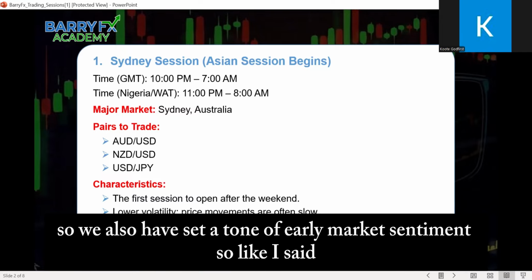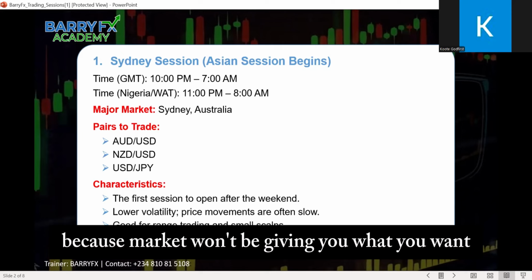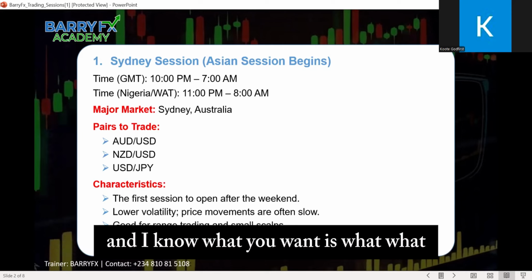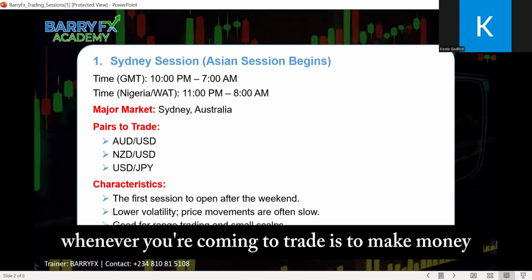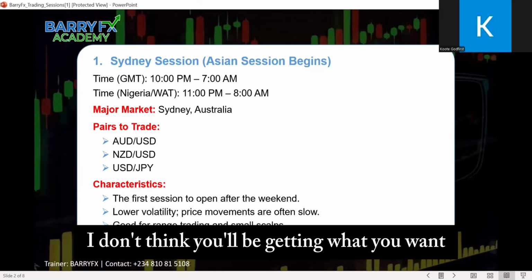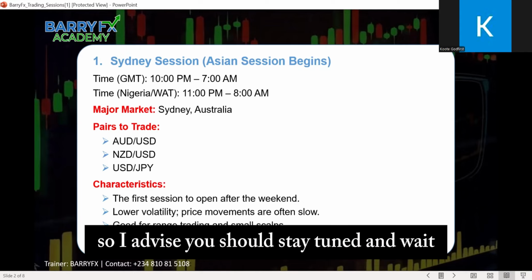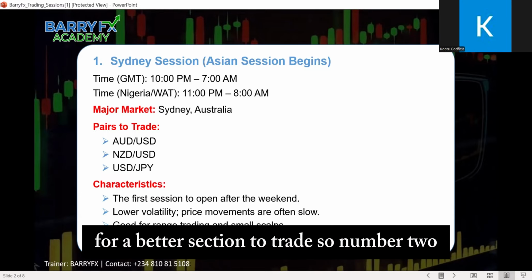So like I said, I won't advise you to be trading at this Sydney session because the market won't be giving you what you want, and I know what you want. The intention you have whenever you come to trade is to make money. So if you come during this session to trade, I don't think you'll be getting what you want. So I advise you to stay tuned and wait for a better session to trade.